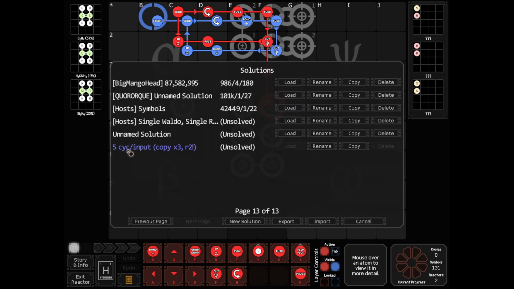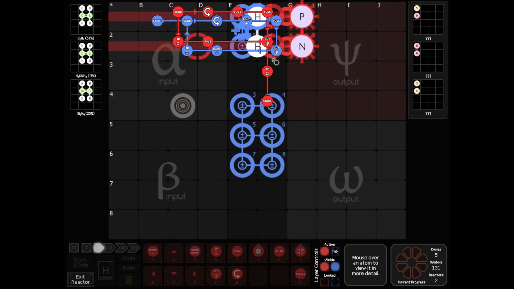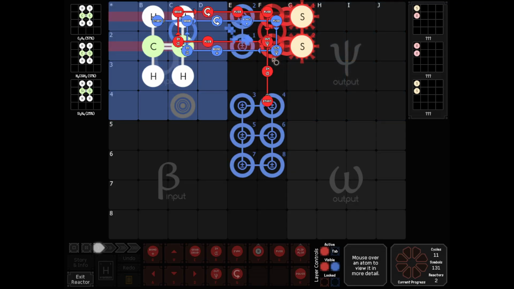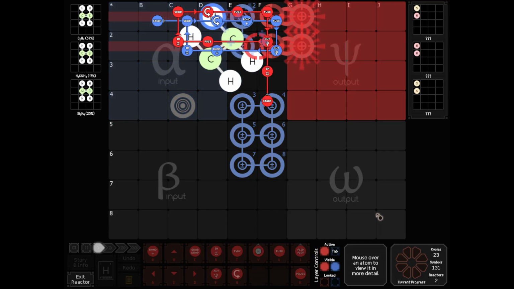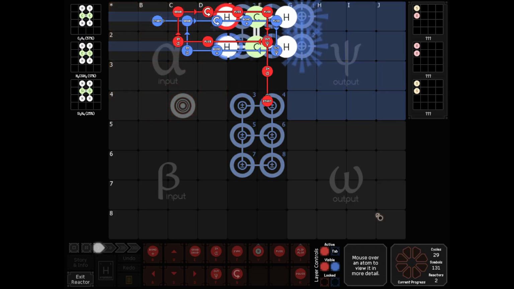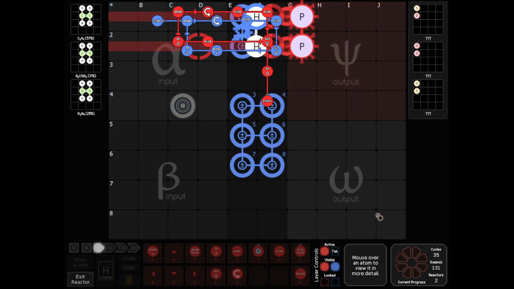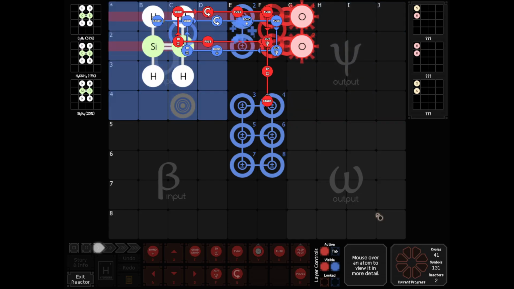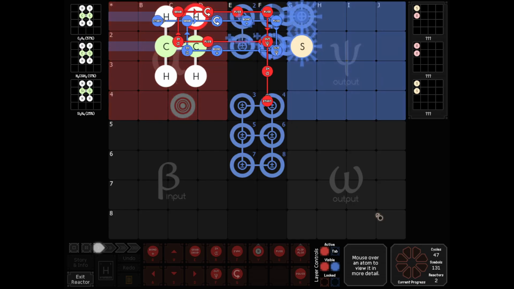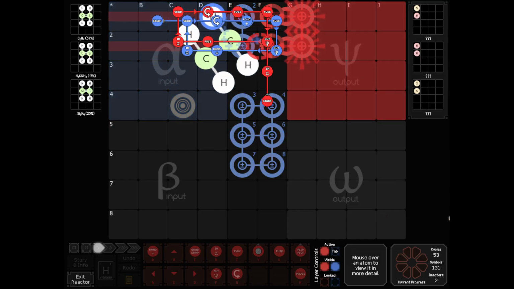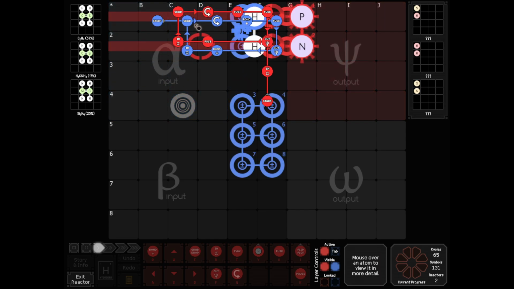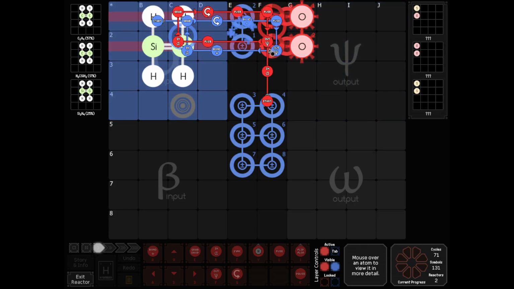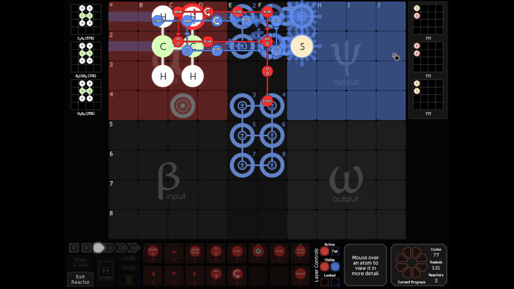So this is by Big Mango Head, 5 cycle per input, copy times 3, reactor 2. So 5 cycles per input and the first 2 reactors of the approach that Sir was using. But then Big Mango Head couldn't figure out the rest at this speed. So we went for a different approach, which he could do at 5 cycles per input. Yeah, this is just a 10 cycle loop here, which is double pumped, so 5 cycles.